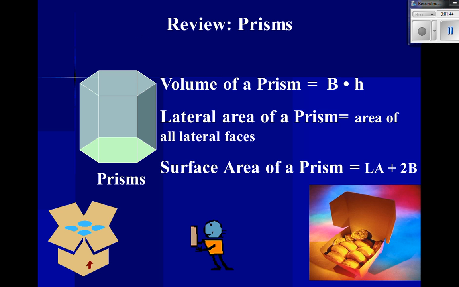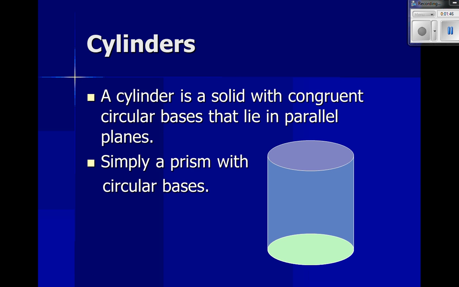Okay, so a cylinder. Basically, it's really similar to a prism. It just has circular bases. So now I'm not going to say that I have any lateral faces. I just have a lateral area. If you can picture a soup can, take the label off that soup can. That is your lateral area of a cylinder. And then clearly your bases are the circles.